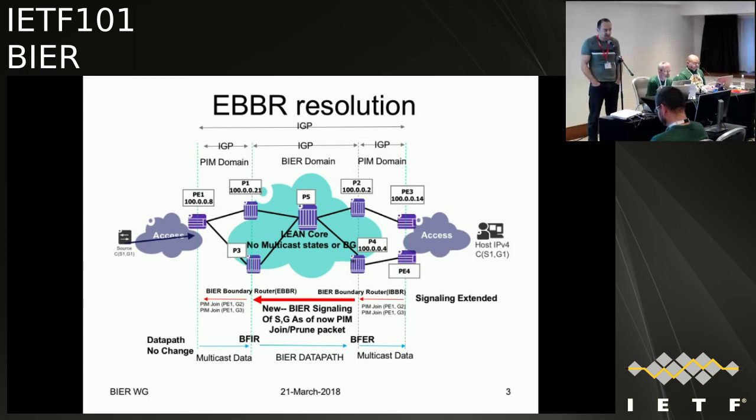What that means is that when the PIM signaling on the PIM domain arrives at a boundary BIER router, we need to terminate that PIM signaling and somehow signal the need for the join or the prune throughout the BIER domain. To signal that, in this picture, P2 and P4, as an example, terminate the PIM signaling, and then they need to signal the PIM join to P1 and P3. To do that, we look at the source, in this case PE1, and we try to resolve the source via an egress BIER boundary router.